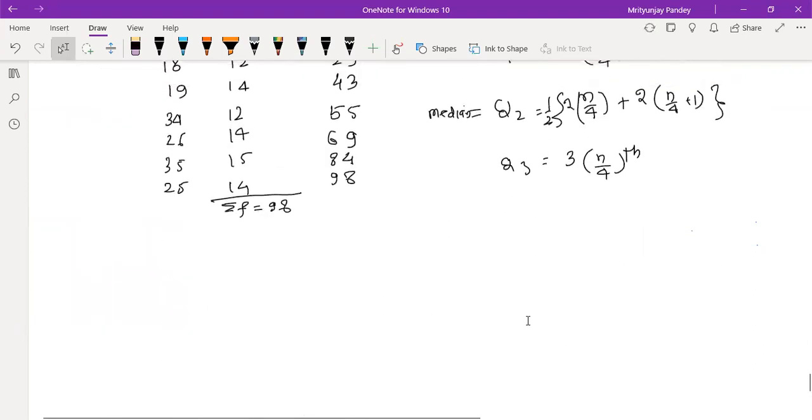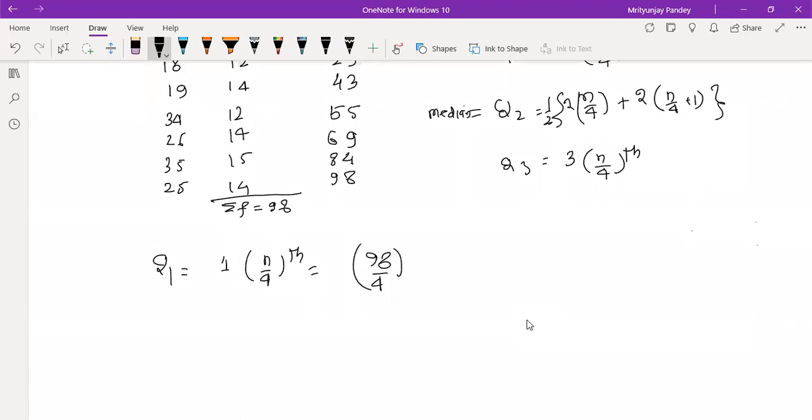पहले Q1 निकालते हैं. So Q1 is what? 1 times n by 4. n का वैल्यू कितना मिला है? 98. 98 by 4 करो कितना आता है? Tell me what is the value of 98 by 4? 24.5.